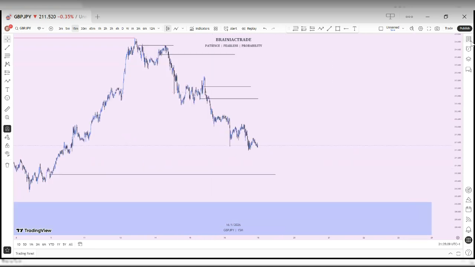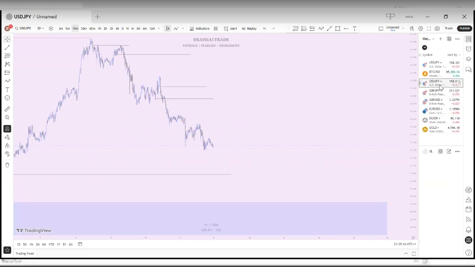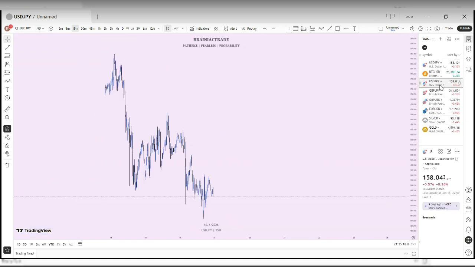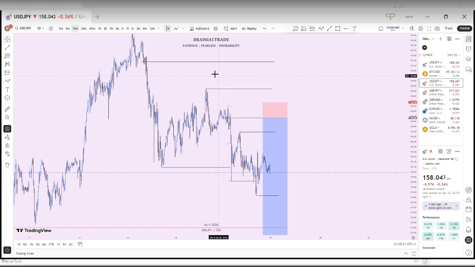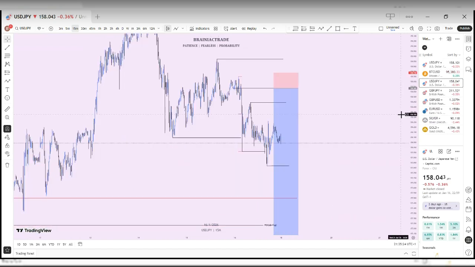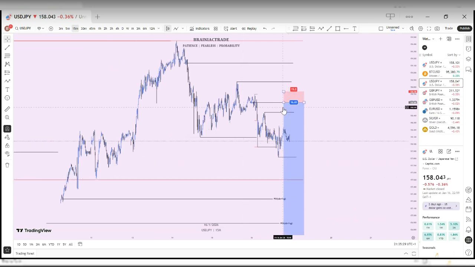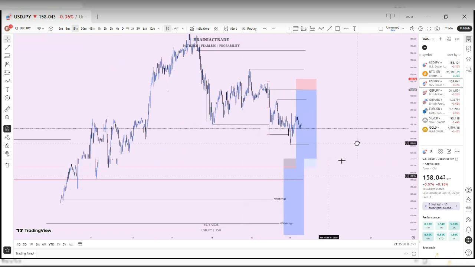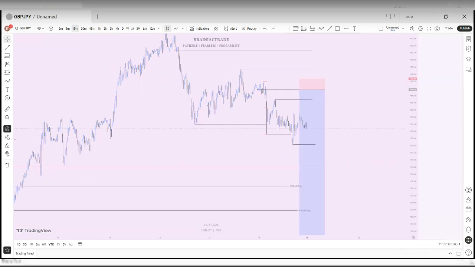Not only USD, probably I'll be expecting another opportunity, either here or here. But let's see. But if the market doesn't quickly come here before it comes down here, we just watch. So all eyes on the order flow. So that's it. I hope the explanation is clear.